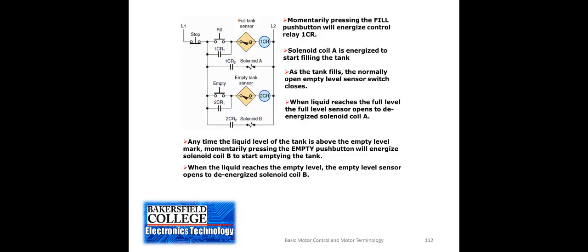So if you look at this circuit, you'll see that there are two sensors. These sensors, as you see, are drawn as though they are proximity detectors. We can use a proximity detector, if it's a capacitive type, as a level sensor, but they're doing that to make it a little bit easier for you to understand. Now, solenoid A is the fill tank solenoid, and solenoid B is the empty tank solenoid.